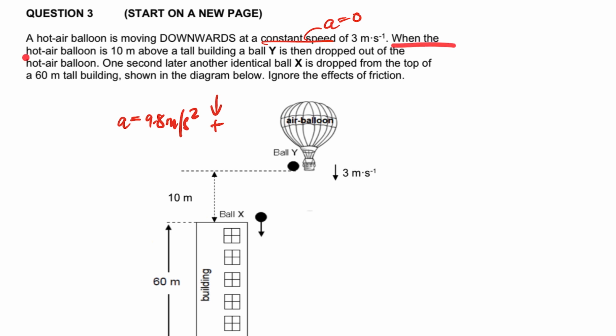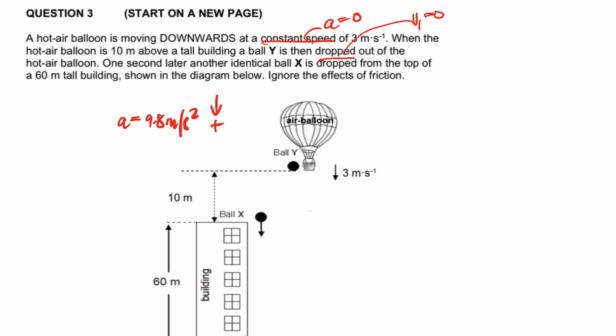Now, when the hot air balloon is 10 meters above a tall building, so here's the tall building, above the tall building, it's 10 meters above, a ball Y is dropped, very important. When something is dropped, its initial velocity is 0. It's dropped out of the hot air balloon.